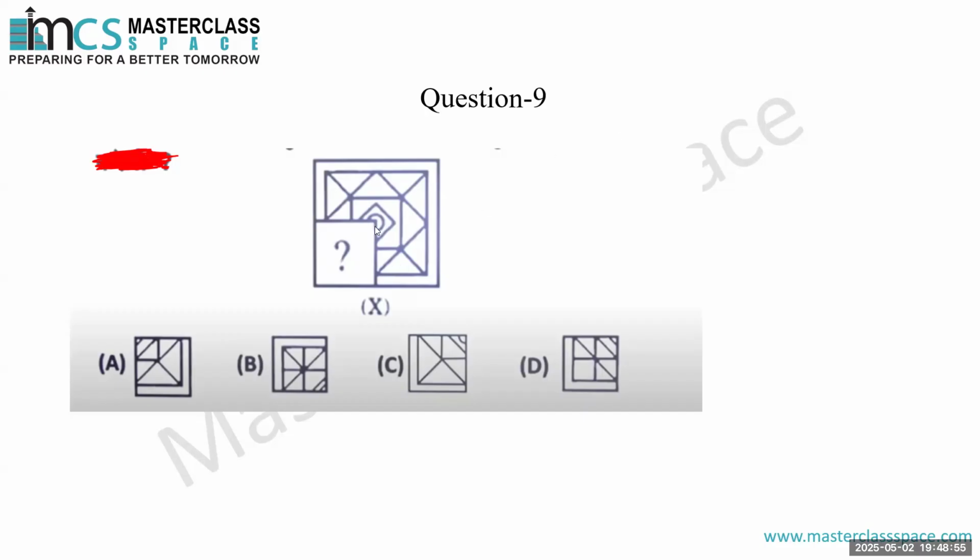Right. So here you will have that small circle. So D is ruled out because this is a straight line. B, there is no circle. This is on the opposite side. So it's very easy. Option C is the right answer.